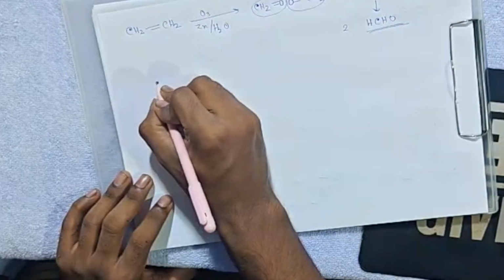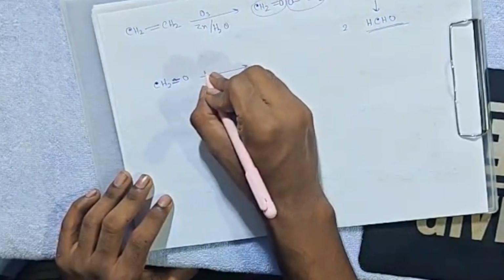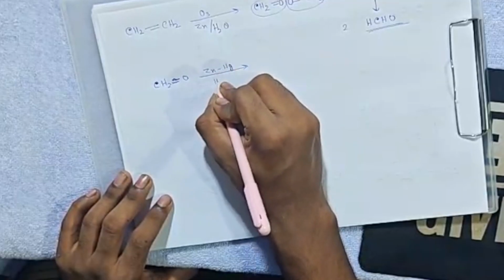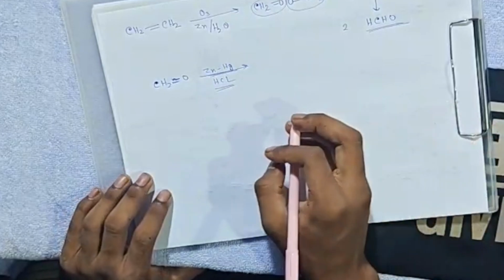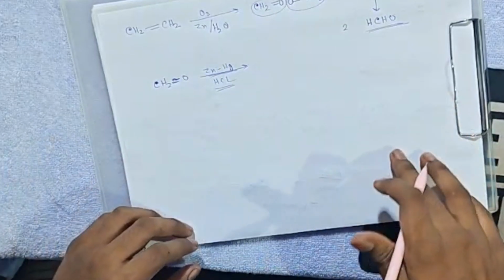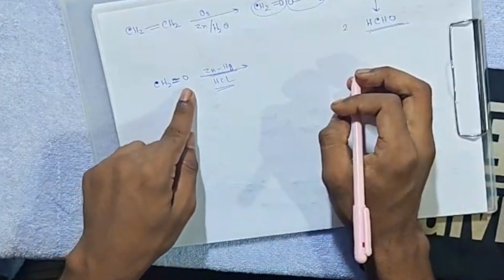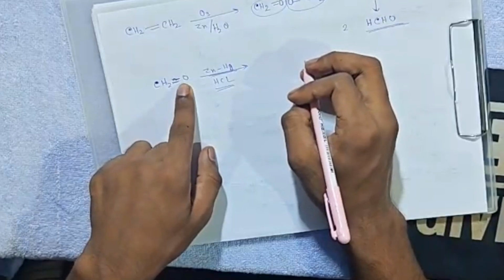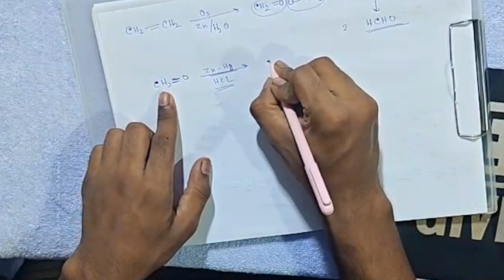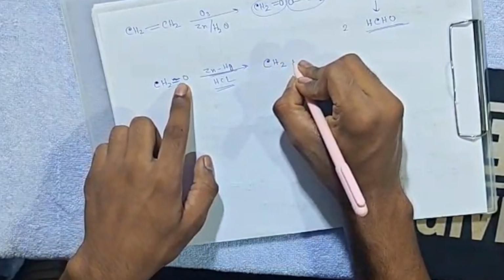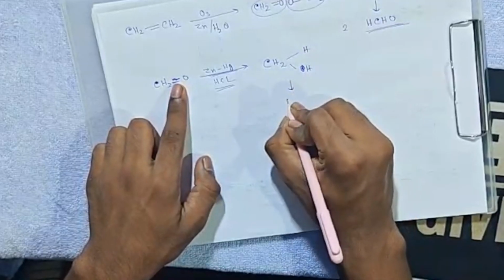Now CH2 double bond O. When in this you give Zn-Hg/HCl, it does reduction. Reduction means oxygen is removed and in the place of oxygen hydrogen is attached. So if oxygen is removed from CH2 double bond O, hydrogen will be attached, and we know oxygen has 2 hands but hydrogen has only 1 hand. So we need 2 hydrogens, 2 hydrogens will be attached. It is CH4.